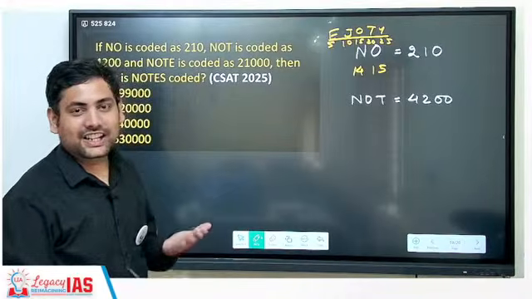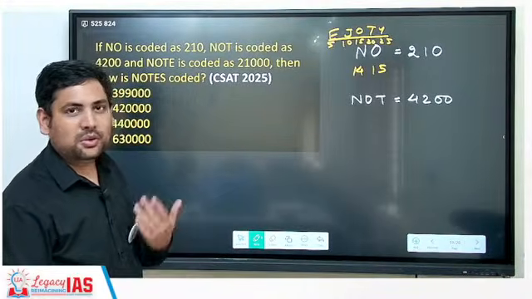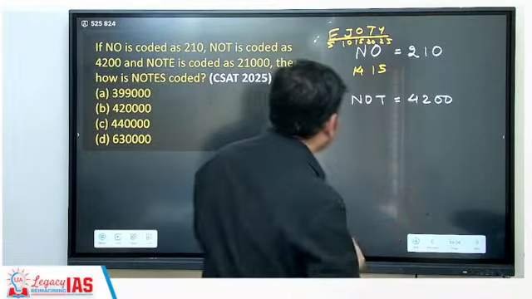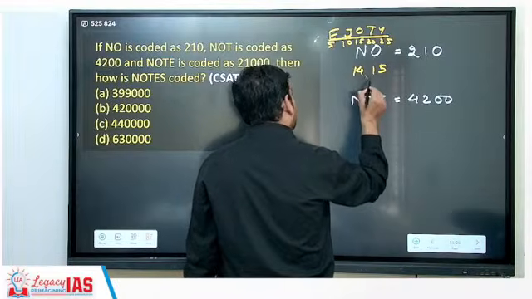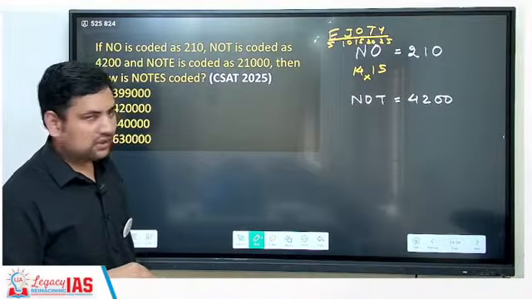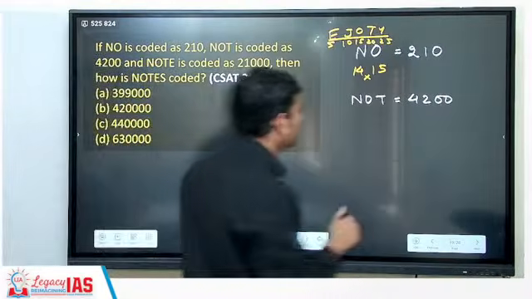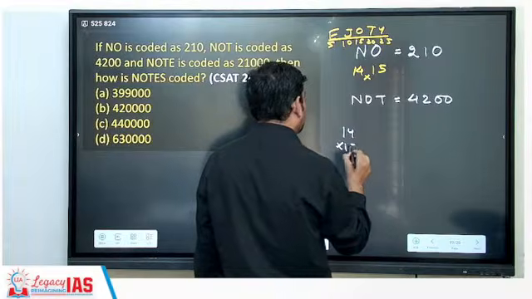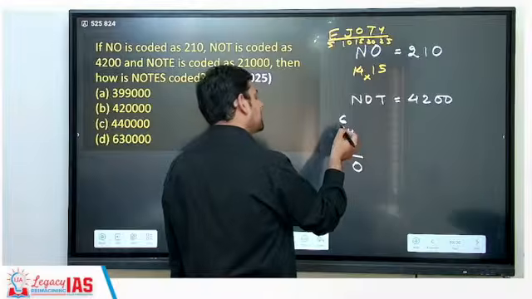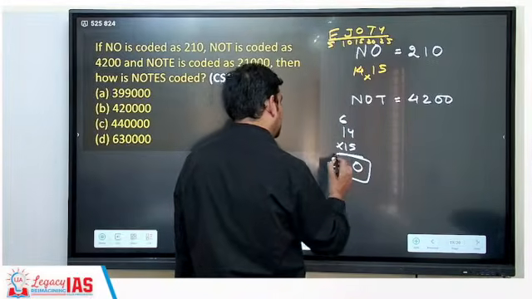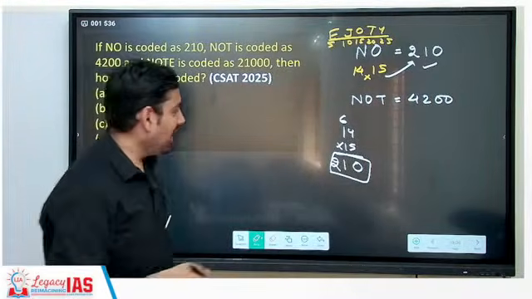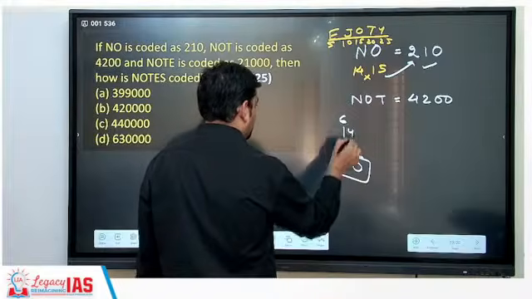Now can you see anything? 14 and 15. How do you get to 210? So basically what you can do is multiply them. 14 into 15 is what? 15 fours are 60, 0, 6 carry, 15 ones are 15 plus 6, 210. What is given here? 210. Let's test our hypothesis another time using Not.